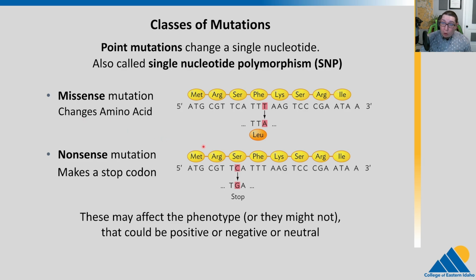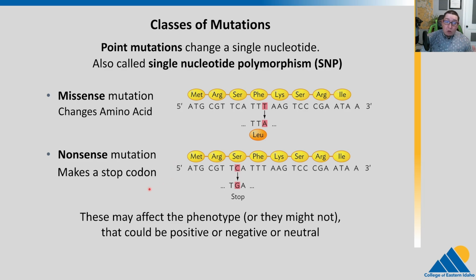You could also have a change like here we have TCA, which gets changed to TGA. That changes from an amino acid to a stop codon. That's called a nonsense mutation. I would bet that this protein is no longer going to function properly because it went from being probably 1, 2, 3, 4, 5, 6, 7, 8 plus amino acids here to now it's only 2 amino acids long. But we don't actually know.